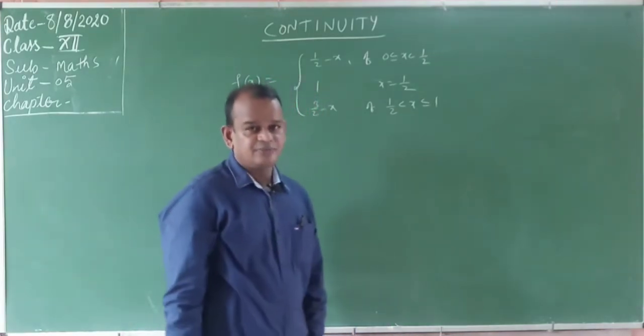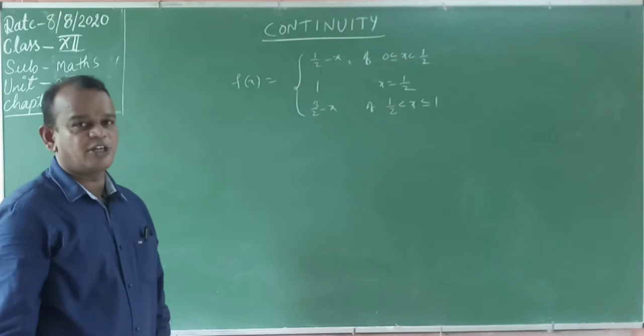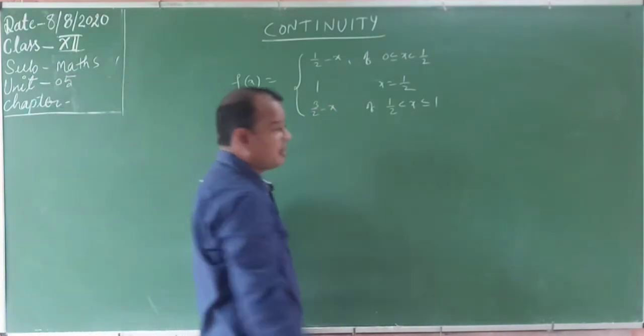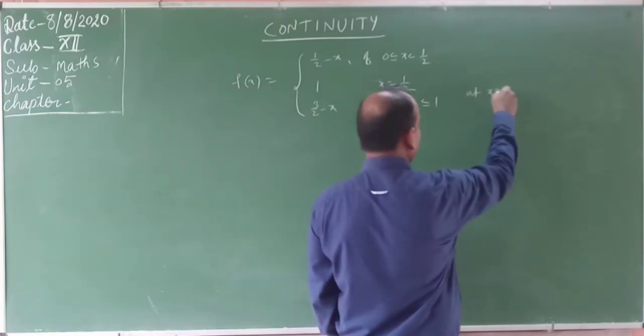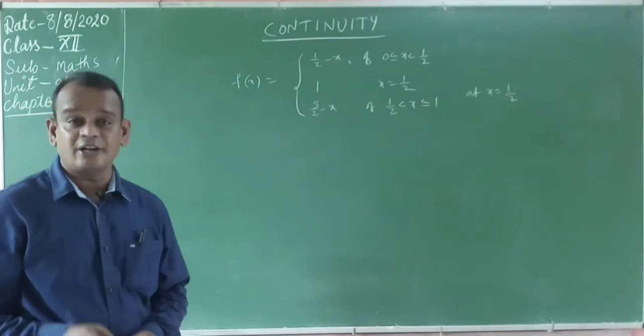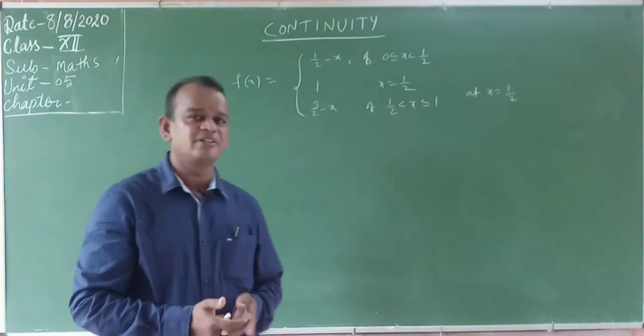This is the question. Discuss the continuity of the function at x is equal to 1 by 2. It means at x is equal to 1 by 2, is this function continuous or not? Just asking continuous or not, not discontinuous, at exactly 1 by 2.